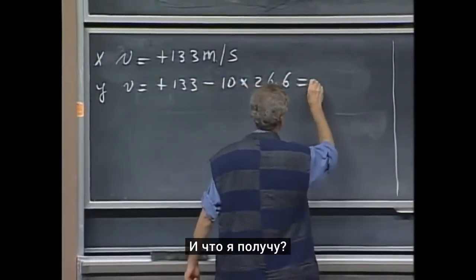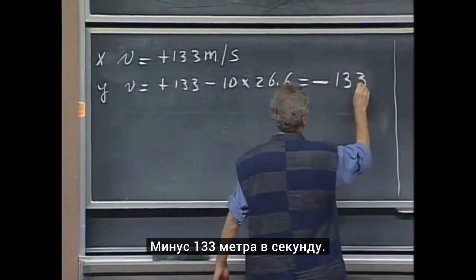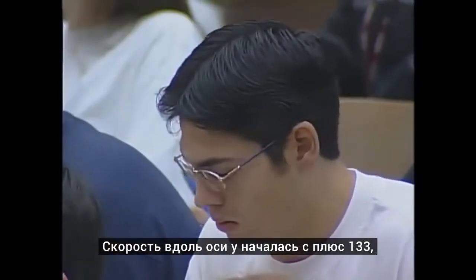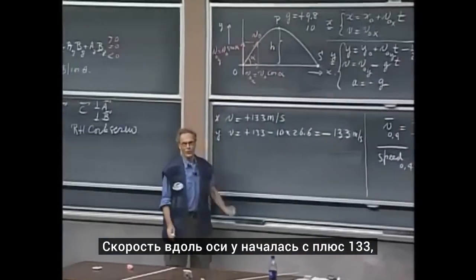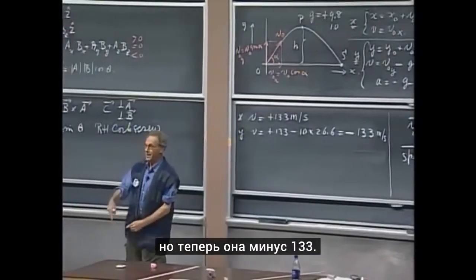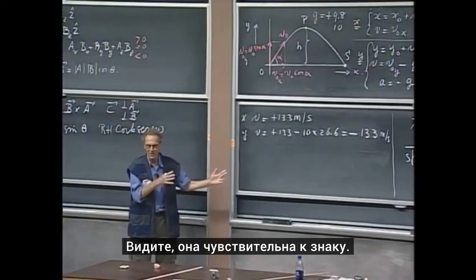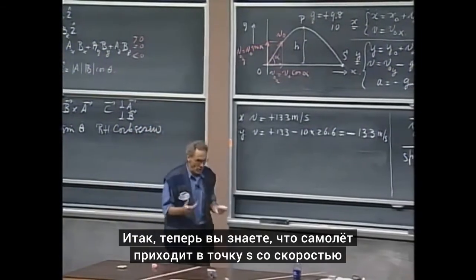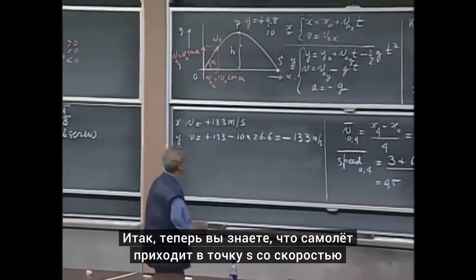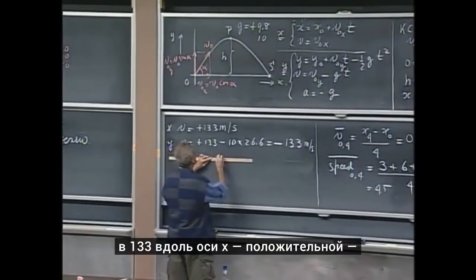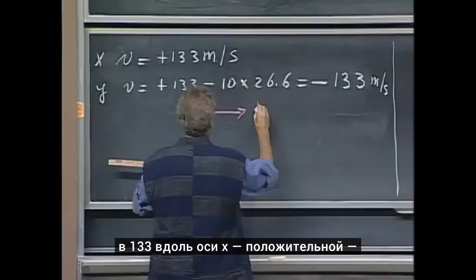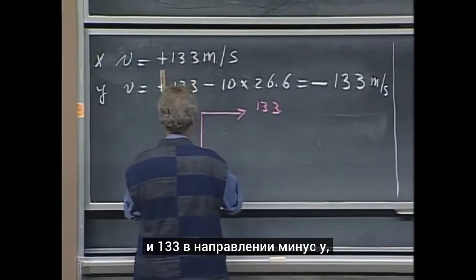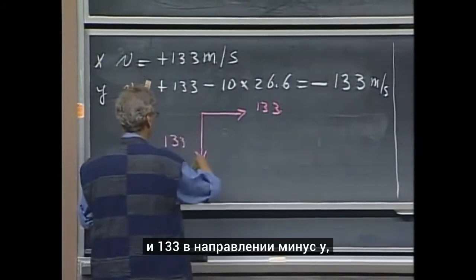And what do I find? Minus 133 meters per second. The velocity in the y direction started off plus 133, but now it is minus 133. You see, this is sign sensitive. This is wonderful. That's the great thing about treating it that way. So you now know that it comes in with a velocity of 133 in the x direction, positive 133, in the minus y direction.